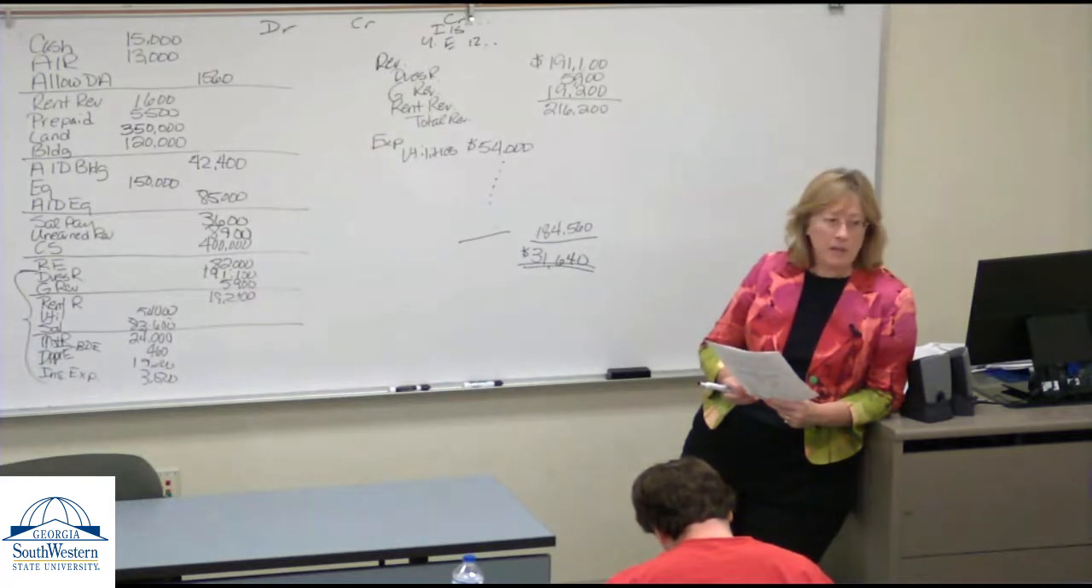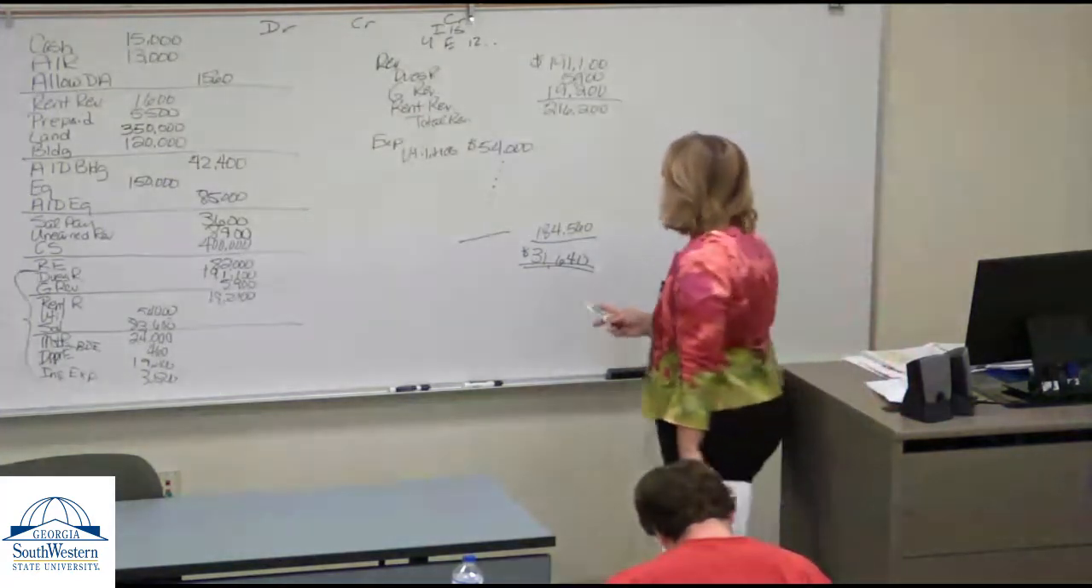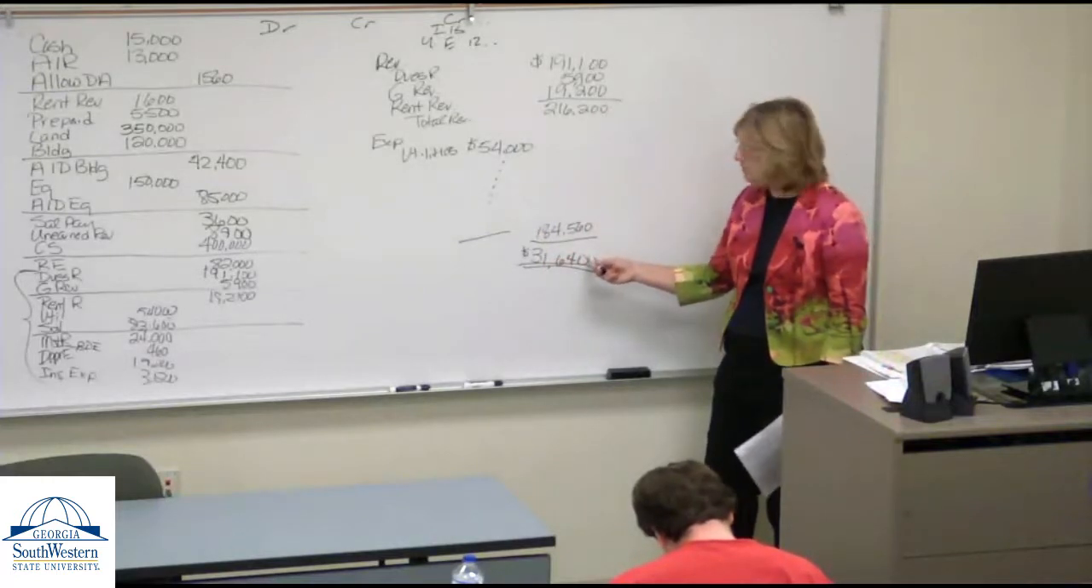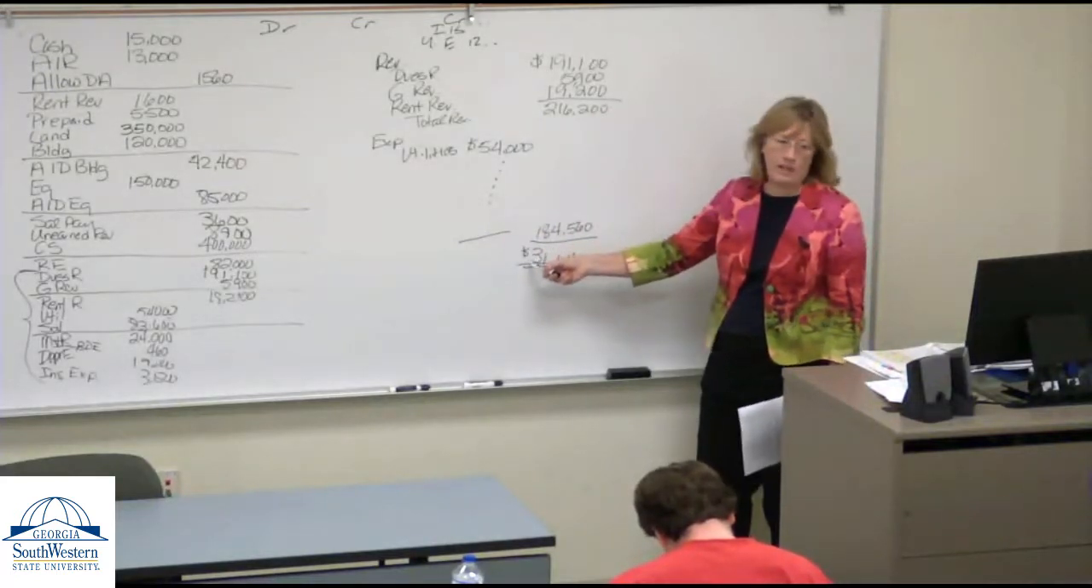Okay, so we're okay with this? And remember, we put a double underline under net income, and we put a dollar sign on net income.